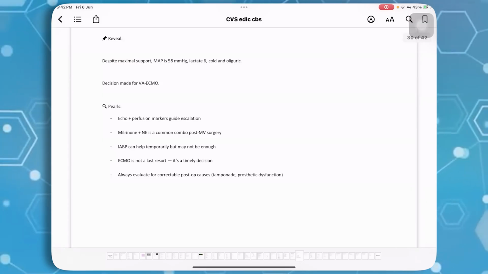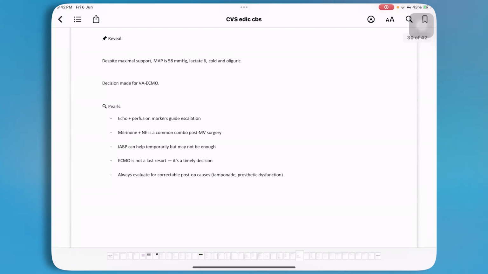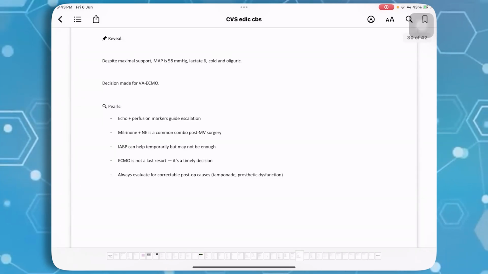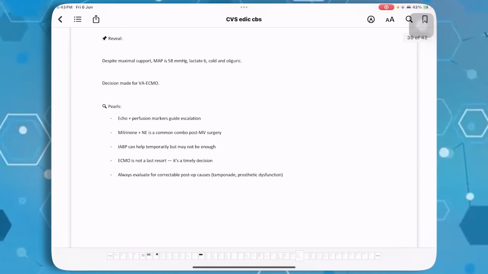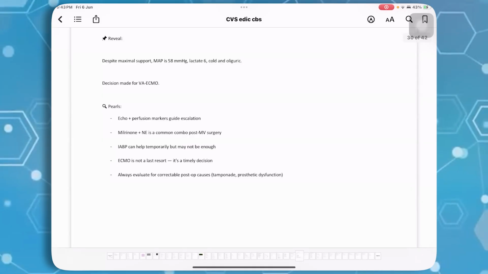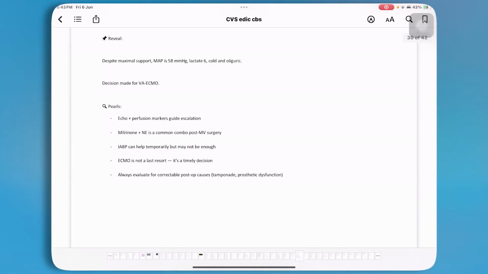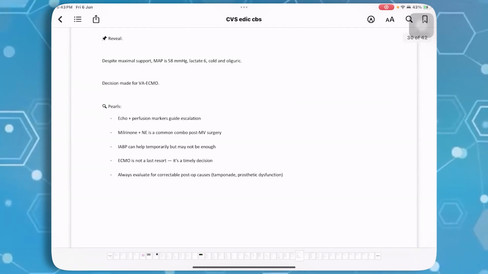ECMO is not the last resort. It's a timely decision. Always think that it can save the patient. Heart transplant is the last resort. Always evaluate to correct any post-operative causes. Don't have an anchoring bias that this patient has gone into cardiogenic shock only. Try to see if there is anything else contributing to it, probably sepsis, maybe prosthetic valve dysfunction or tamponade.